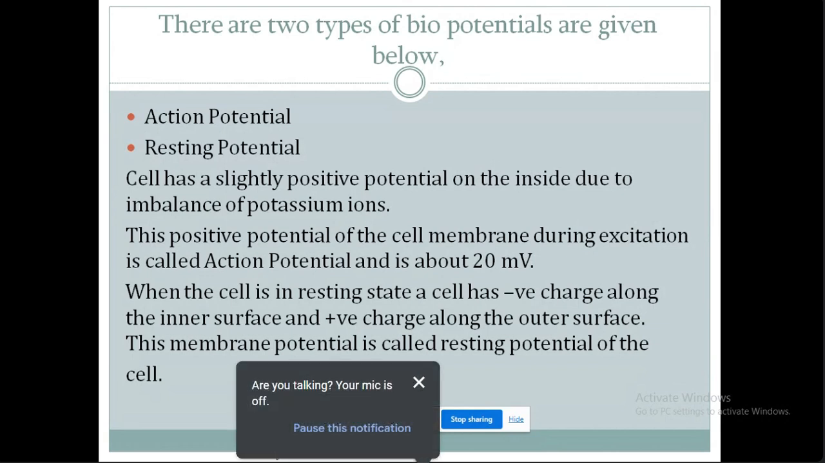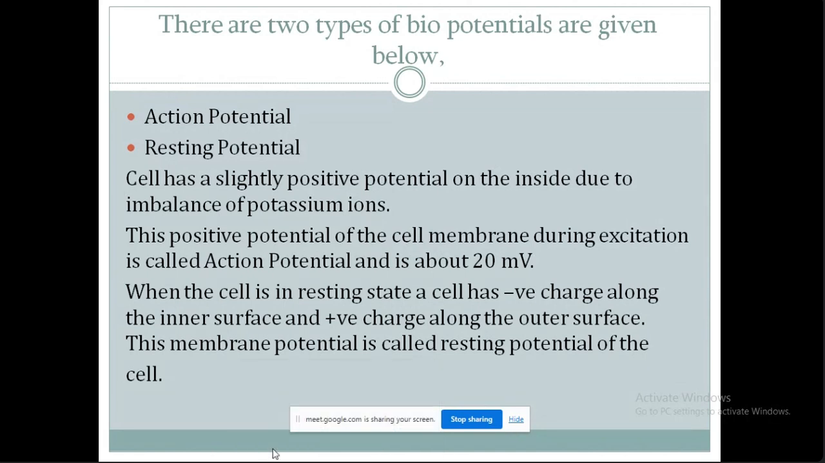When a cell has slightly positive potential on the inside due to the imbalance of potassium ions, this positive potential of the cell membrane may be excited up to 200 millivolt. This type of potential is called action potential. Similarly, when a cell is in the resting state, it has a negative charge along the inner surface and a positive charge along the outer surface. This membrane potential is called the resting potential of the cell.